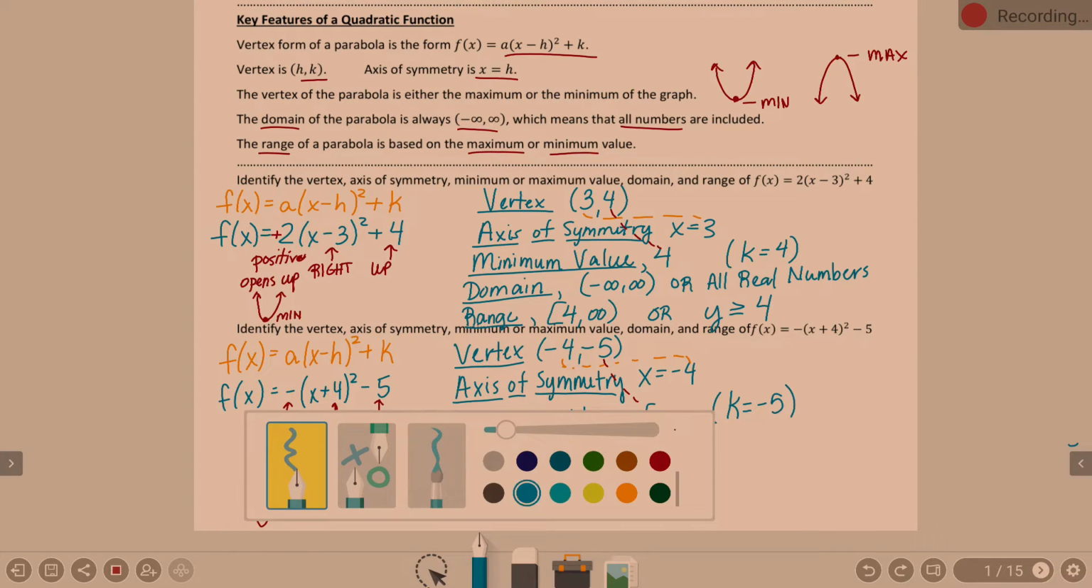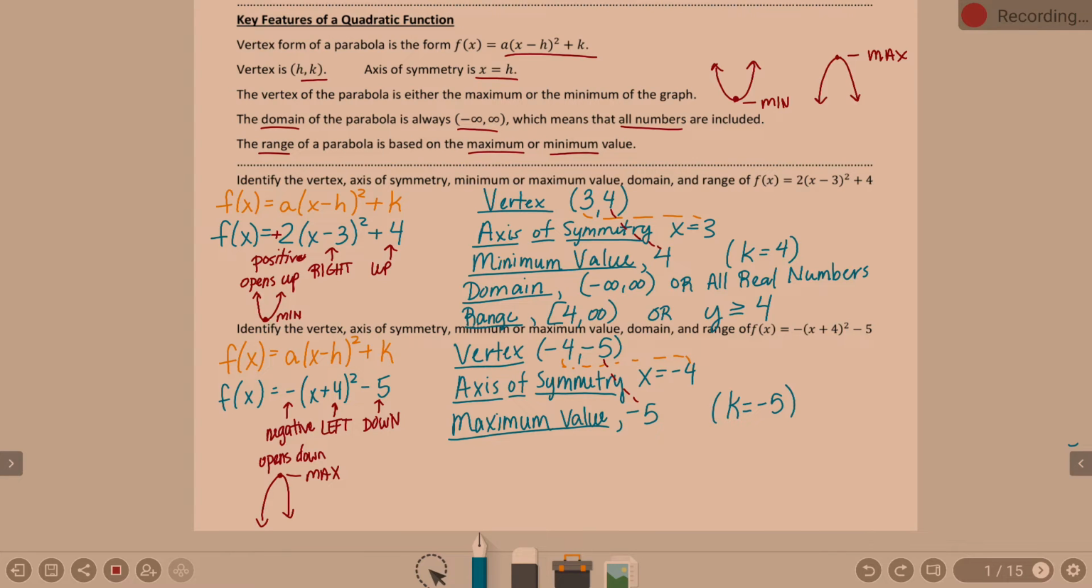Let's see. I claim this is the easiest question just because it's the same thing every time. What's our domain? Negative infinity, positive infinity, or all real numbers. And lastly, range.